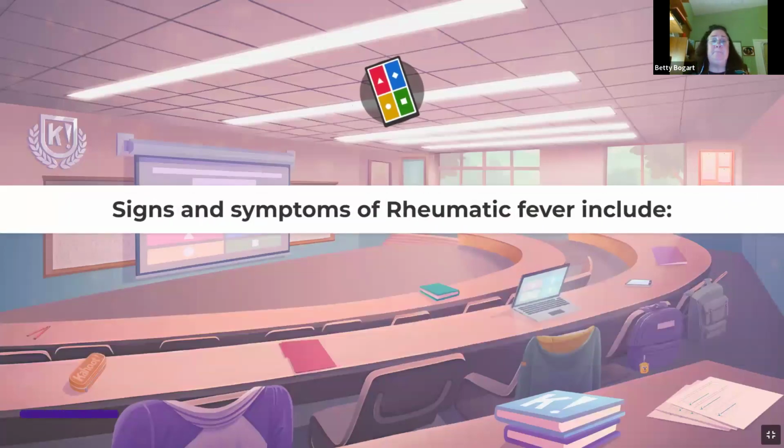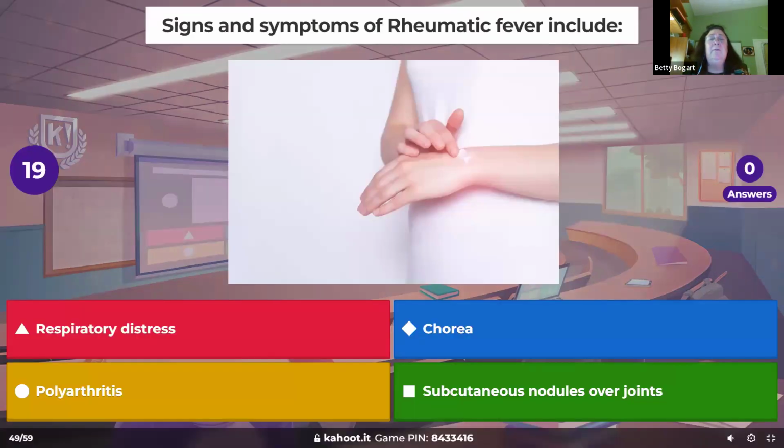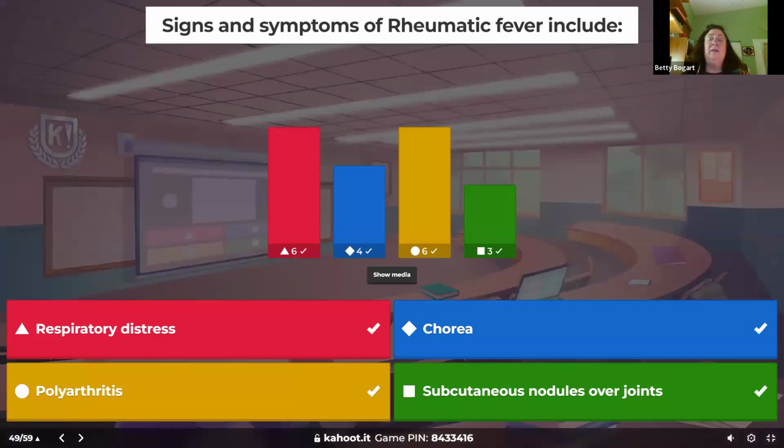Signs and symptoms of rheumatic fever include... remember, rheumatic fever is due to a strep infection that was not completely treated. And it attacks the body. And it creates a little bit of everything. And remember, the one thing that cannot be turned around is the heart valve damage that it causes, but all of this other stuff can be reversed.